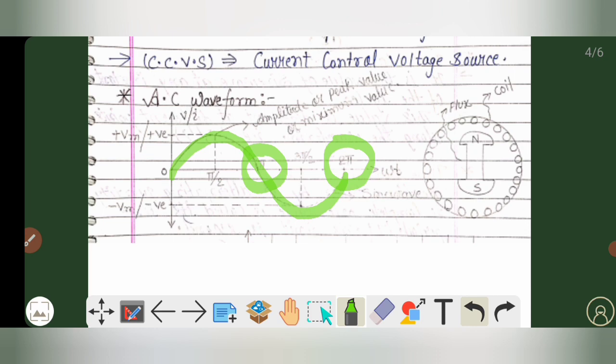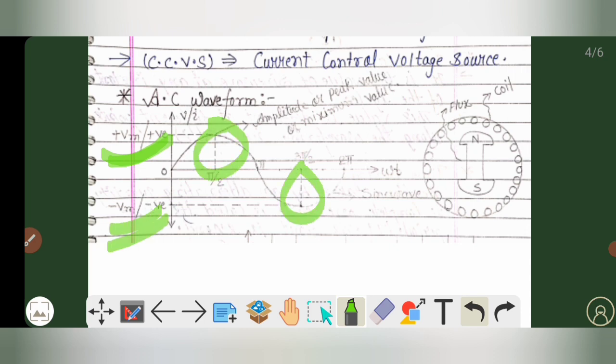Now my dear friends, this point will become pi by 2, and this one becomes 3 pi by 2, as you can see in the figure. This one is denoted by plus Vm, and this one is denoted by minus Vm. This one denotes positive, and this one denotes negative. This point denotes the amplitude, or we can say the maximum value of voltage. Now my dear friends, this was basically the sine wave.